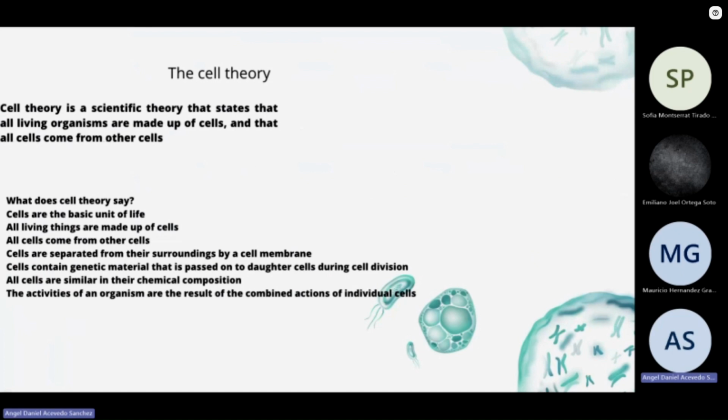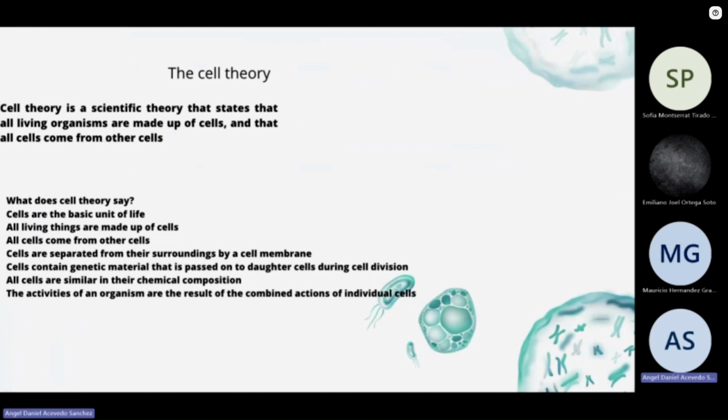The cell theory. Cell theory is a scientific theory that states that all living organisms are made of cells and that all cells come from other cells. What does the cell theory say? Cells are the basic unit of life. All living things are made of cells. All cells come from other cells.